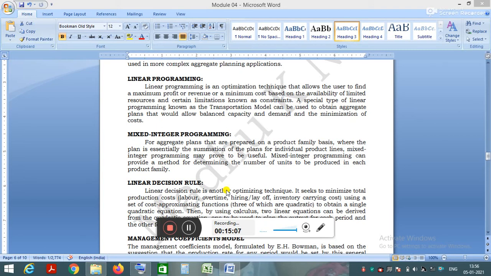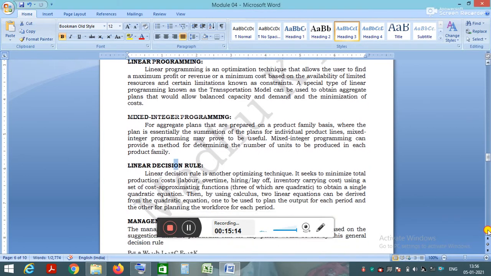Okay, the next one is the linear decision rule. It is an optimizing technique. It seeks to minimize total production cost. It may be labor, it may be overtime, it may be hiring, using a set of cost approximation functions to obtain a simple quadratic equation.